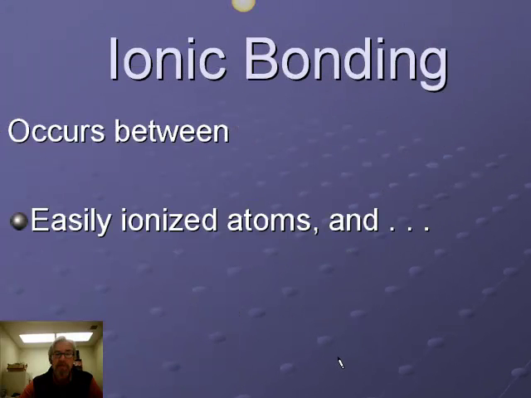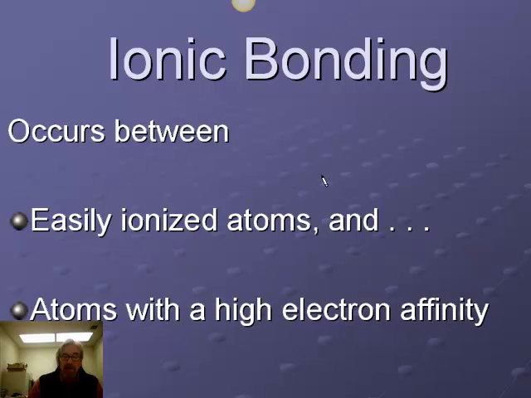Ionic bonding occurs between easily ionized atoms, which typically are going to be metals, and atoms that have a high electron affinity, which are typically going to be nonmetals. So when a nonmetal and a metal bond, it's usually an ionic bond that's formed.